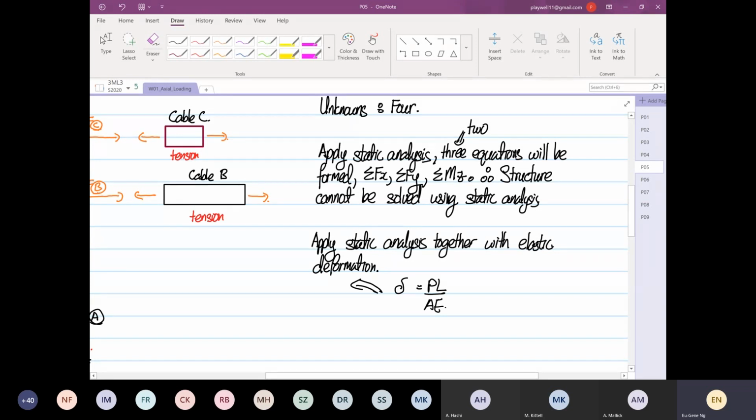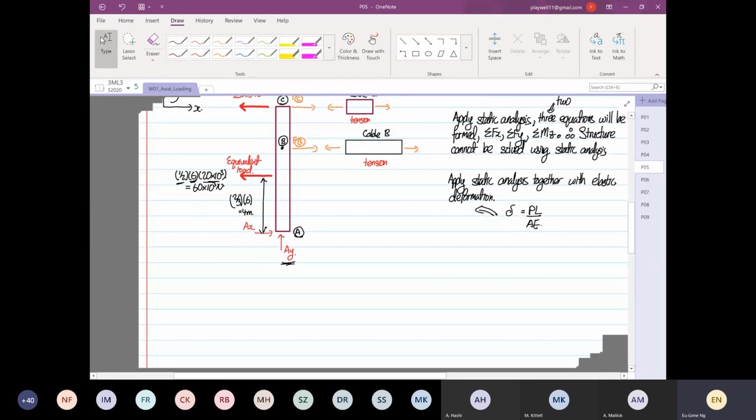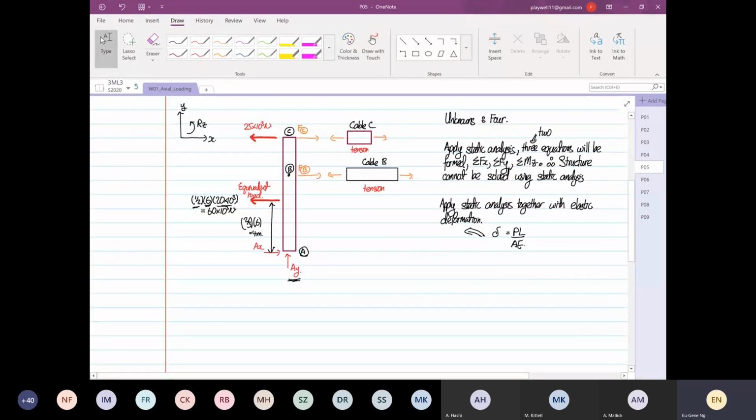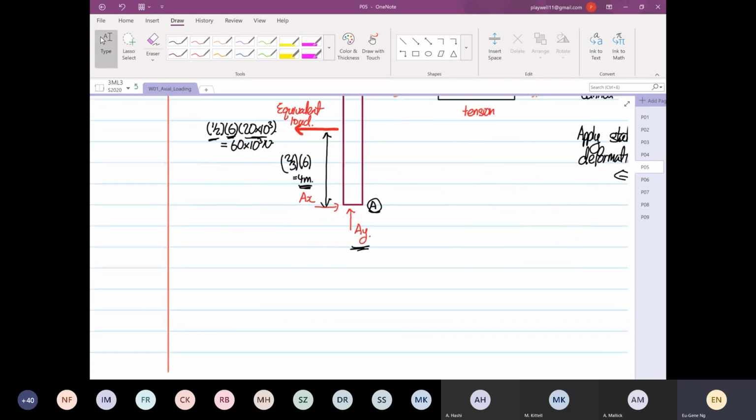Okay. So now let's look at static analysis. Let's form the 2 equations. So we know that this distance is equal to 4 meters now, because it's 2/3 times 6 times the length. So we're going to do static analysis.